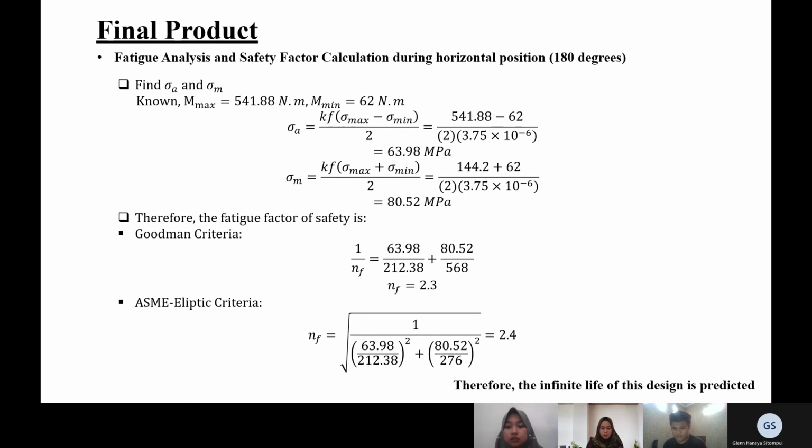And for the conclusion, since the n is larger than 1, therefore our design is safe.